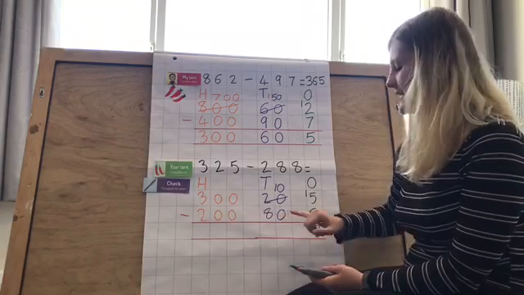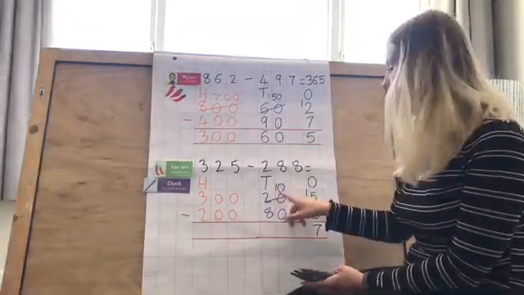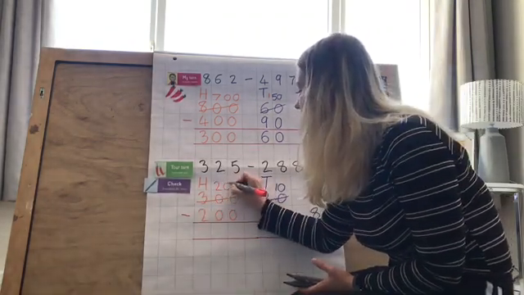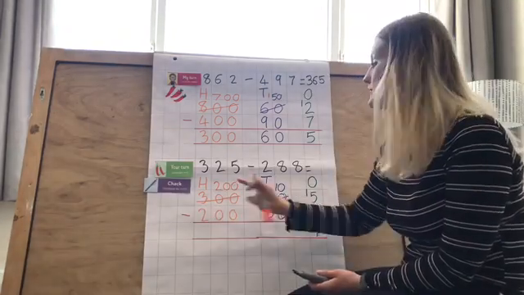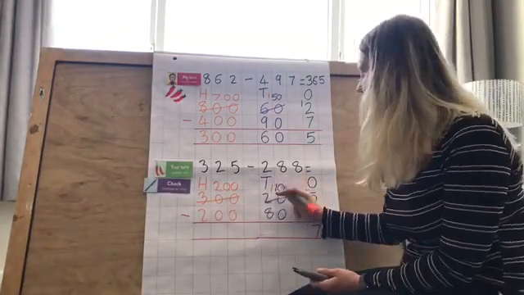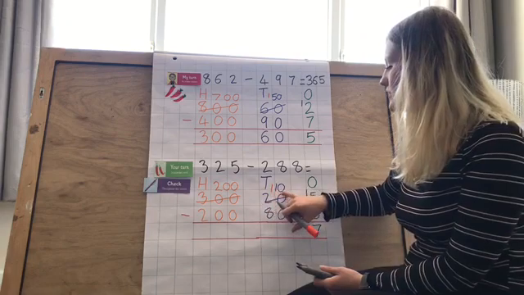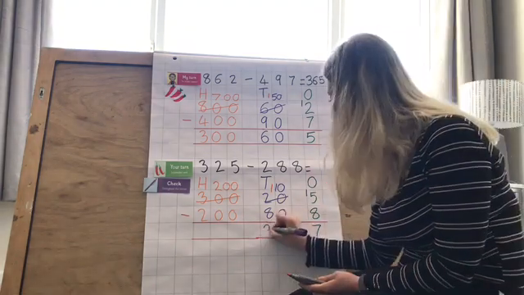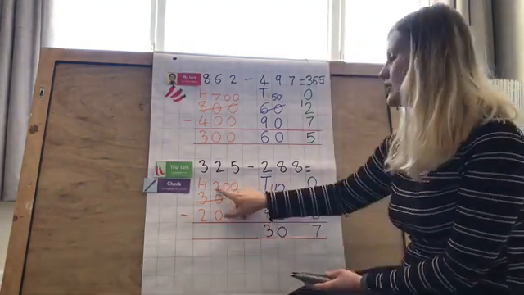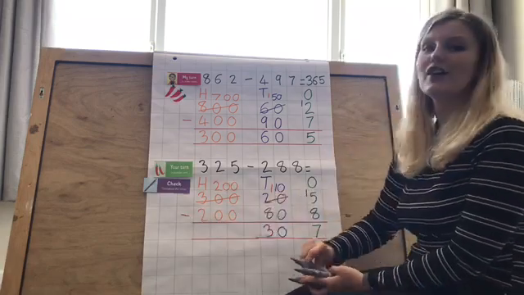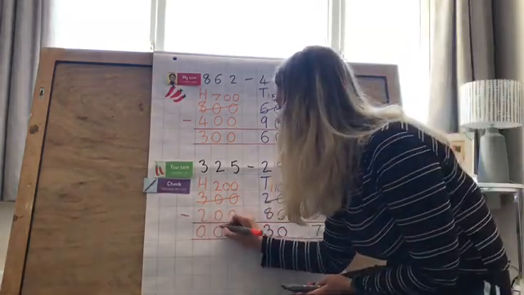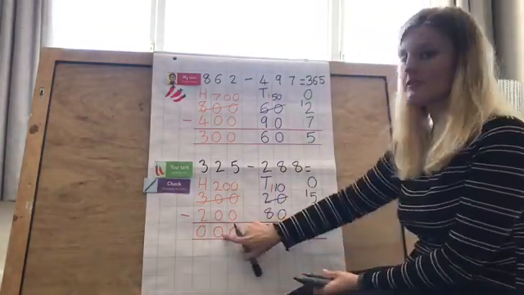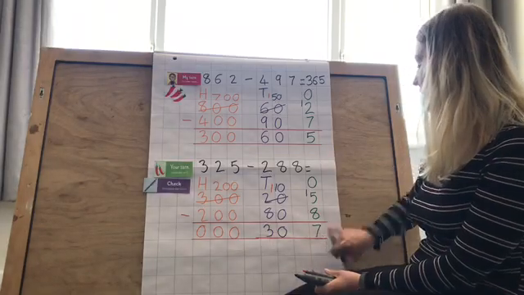10 take away 80. Now we've hit that problem again. We can't do 10 take away 80, so we now need to borrow from the hundreds. So that take off 100 becomes 200, and I put my 100 over here. So I've now got 110 take away 80, which is, well done, 30. 200 take away 200. Nice and easy. We've got no hundreds left. Then I squeeze my number back together. I've got no hundreds in this one, so my answer is 37.